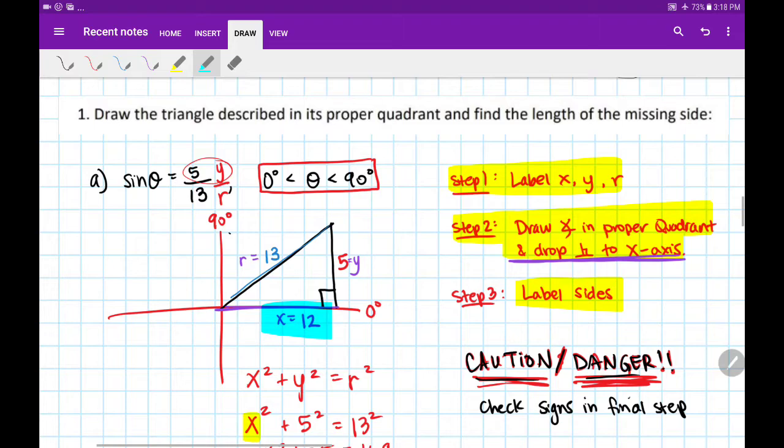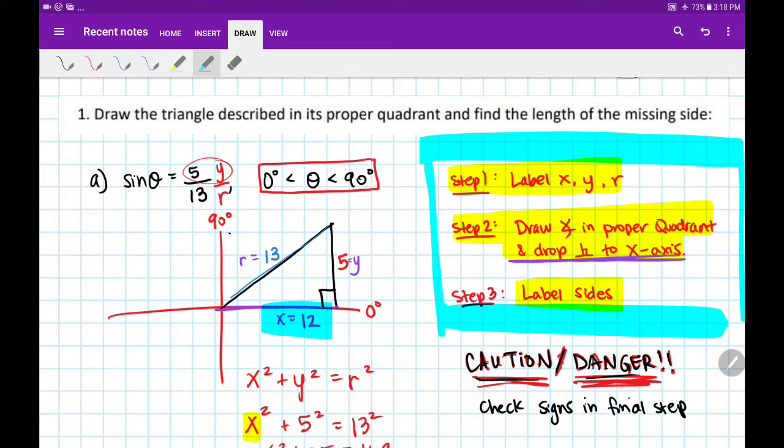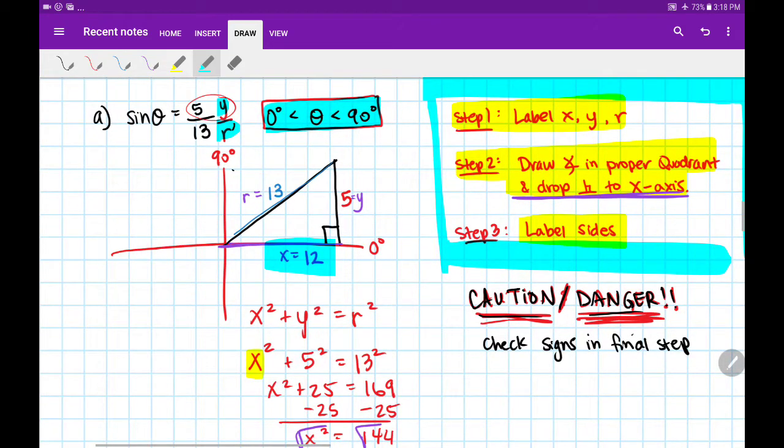So you can write down these 3 steps to help you with these problems. Basically, the first thing you always want to do is label your x, y's, and r's. Then, using this information, draw your angle in the right quadrant. Drop the perpendicular to create a right triangle. And then we're going to use the Pythagorean theorem to solve for the missing side.